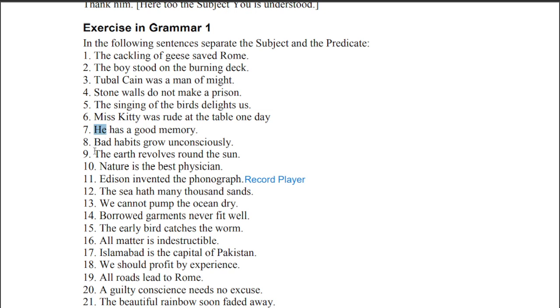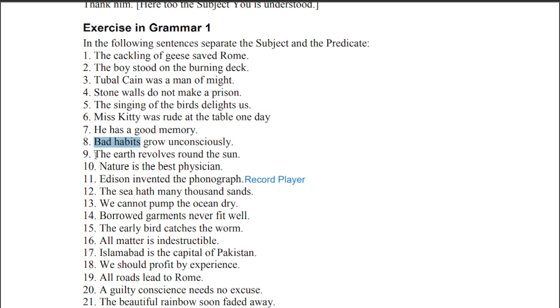Statement number 8. Bad habits grow unconsciously. First, a thing has been named, bad habits. Then the speaker said something about bad habits, and that is being indicated by "grow unconsciously." So, guys, grow unconsciously is the predicate, and bad habits is the subject.